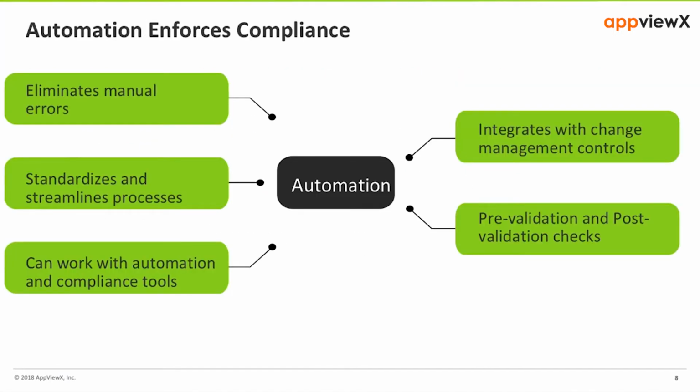Once you choose the correct automation tool, it will be easy to enforce compliance. These automation tools obviously eliminate manual errors. They could help you streamline the processes and standardize your configurations. They can work with other compliance tools and integrate with other change management tools. Whenever you're making any changes, you do some checks and balances to ensure that the task has been completed properly. Similarly, with automation tools, we can have pre-validation and post-validation checks implemented to ensure that the automation task has been completed successfully.